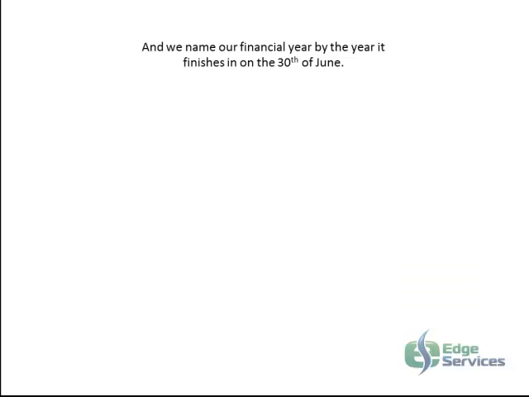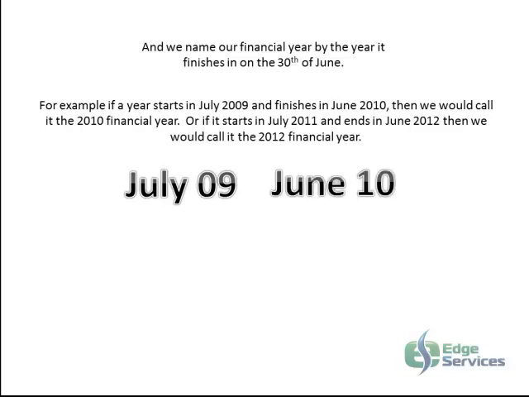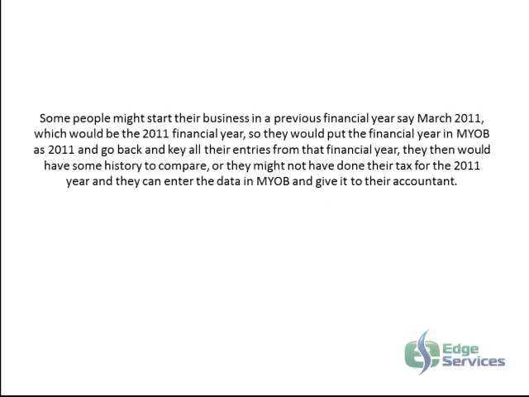And we name our financial year by the year it finishes in on the 30th of June. For example, if the year starts in July 2009 and finishes in June 2010, then we would call it the 2010 financial year. Or if it starts in July 2011 and ends in June 2012, then we would call it the 2012 financial year.